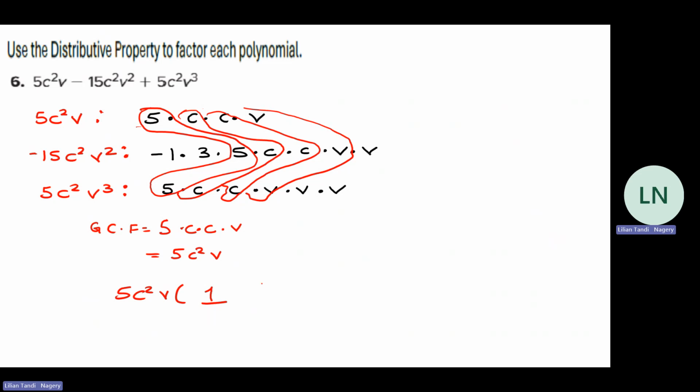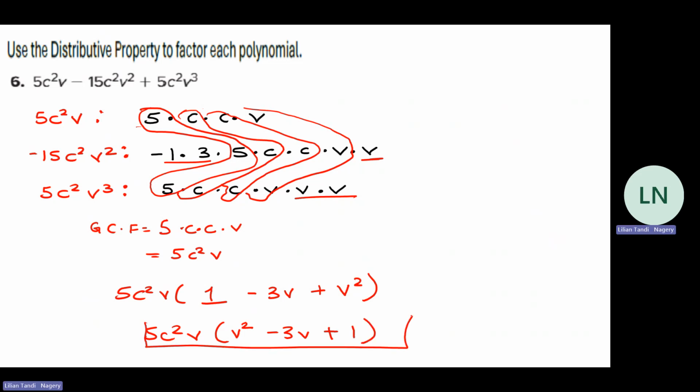Here you have minus 3v because you have this and this remaining. Here you have plus v squared. Now you can write this 5c squared v. Start with the highest degree, followed by the next degree, followed by the number. So this is the best answer. This is an answer, but this is the best answer because you're writing using the standard form.